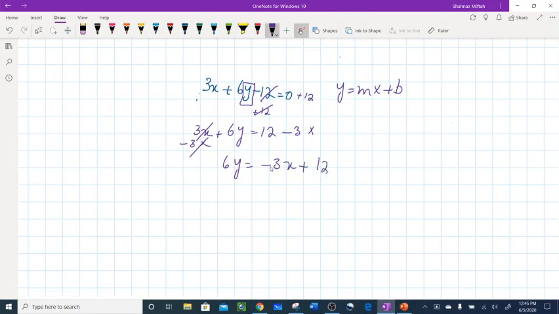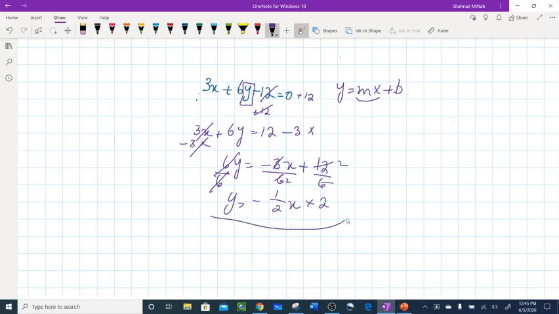And you know why I moved the 3x to the front? It's not wrong the other way, that's good too, but I just like the slope in exactly the same order, like mx goes first. Now you divide by 6 on both sides, everywhere, because I have to make the y by itself. So this will give me the simplified form, which is -1/2 x, and that one is 2, and you simplify.